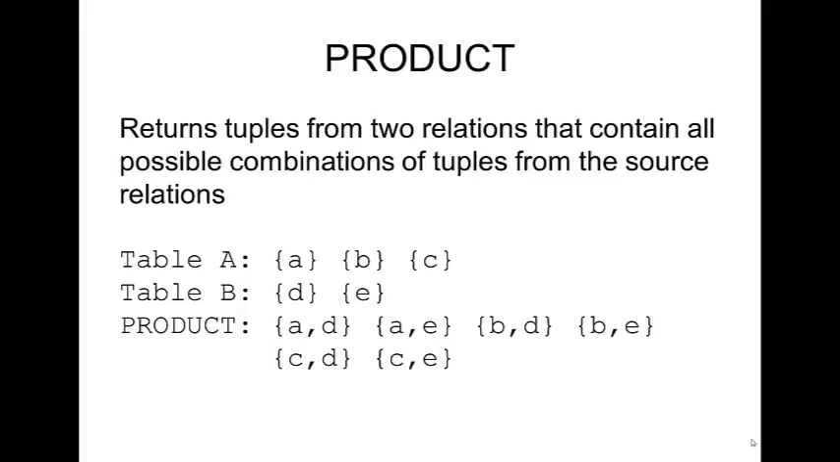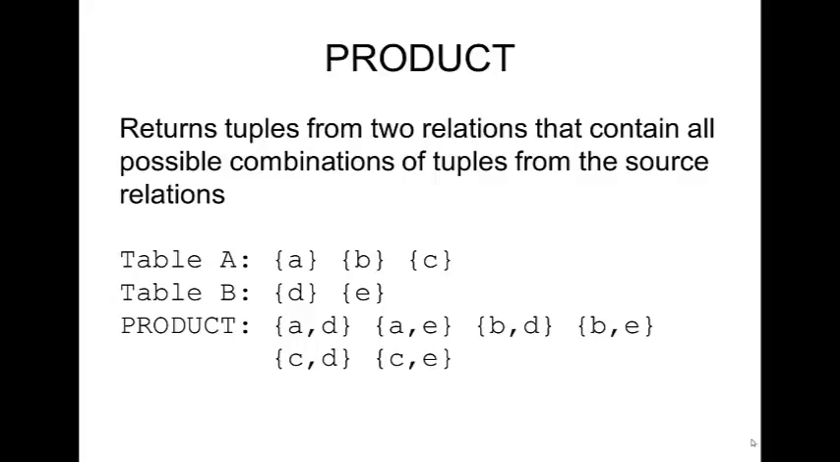Also, product. A product function returns tuples from two relations that contain all possible combinations of tuples from the source relationships. So here's our table. We've got tables with single rows here, and these are the values in the rows. So we've got one value A, one B, one C. Table A, table B, we've got D and E. So we combine those two relations and return a third relation that contains all combinations. So we have A and D, A and E, B and D, B and E, C and D, C and E. That's a product function of those two.